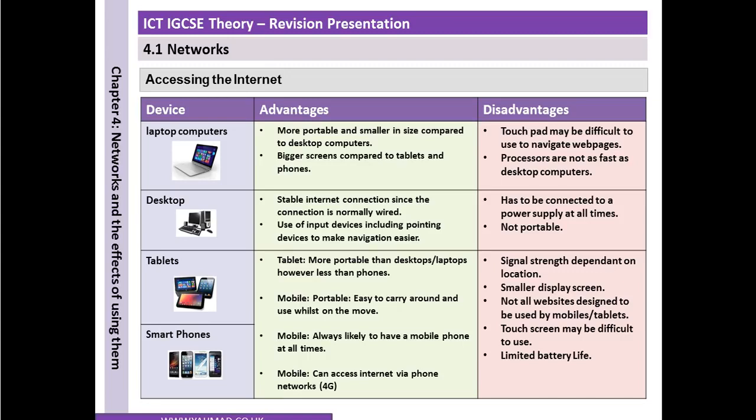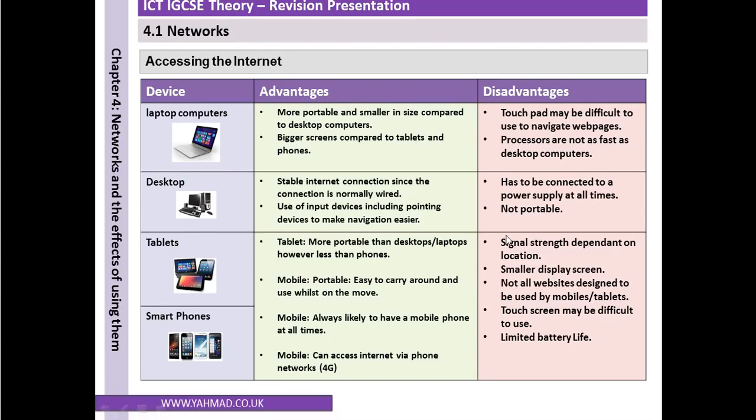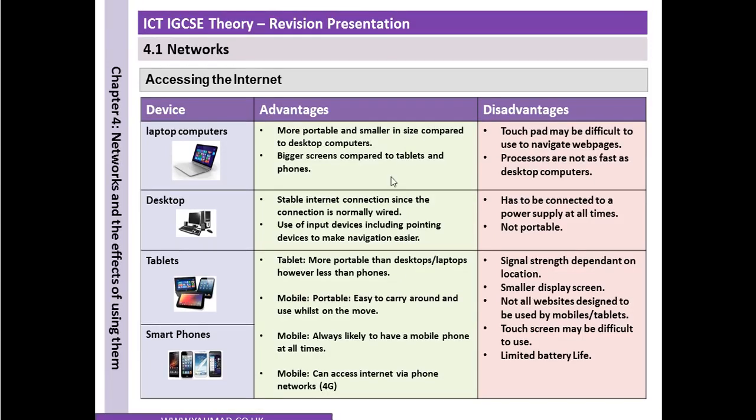Now, a desktop computer will have a stable internet connection since the connection is normally wired. Use of a number of input devices, including pointing devices, will make navigation easier. So you can use a mouse, or a trackball for those with limited mobility. The disadvantage of using a desktop to connect to the internet is you have to be connected to a power source at all times, and the desktop is not portable.